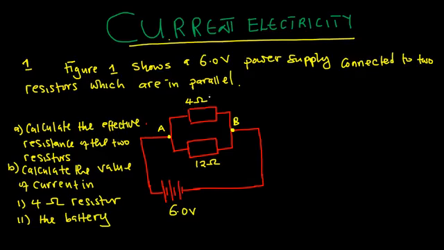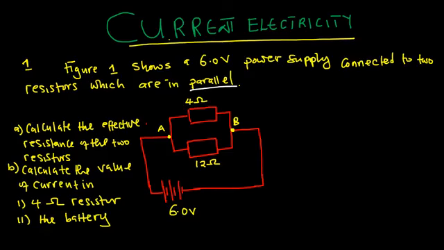Okay, so here is the first question that we are going to answer. Figure 1 shows a 6.0 volt power supply connected to two resistors which are in parallel. So the keyword here is that the resistors are in parallel. When you are told in parallel, surely you expect a question that is asking you to find resistance, that is the effective resistance. Effective resistance simply means total resistance.